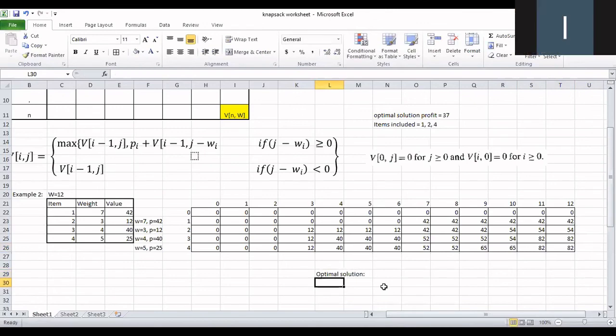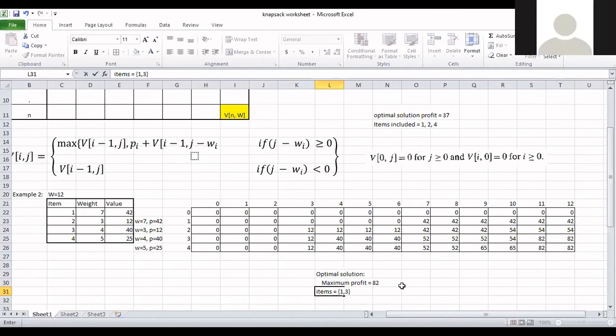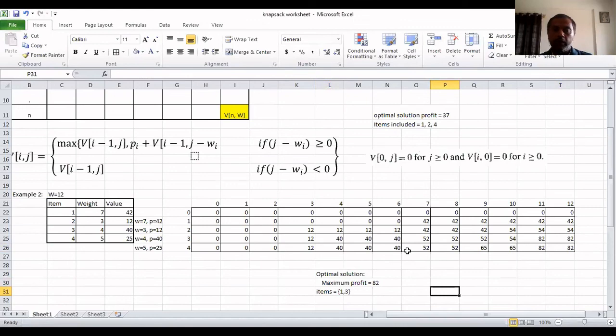So the maximum profit is equal to 82, and the items included are 1 and 3. I hope everybody would have tried this.